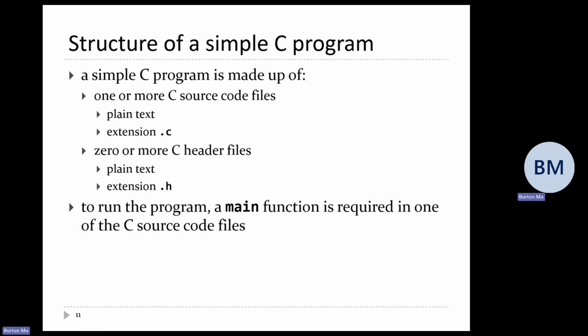Like Java, if you want to run your program, you need a main function somewhere, right? Java needs a main method to start running. C needs a main function somewhere. Funny thing about C is you can only have one main function in your entire program, right? You only have one thing named main in your entire program, and if it's a main function, that's where your program will start running from.